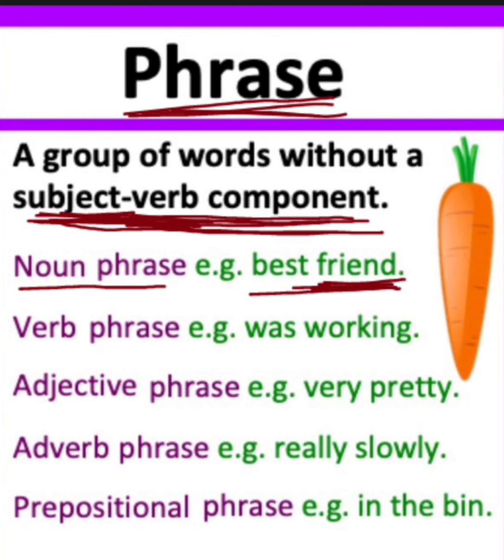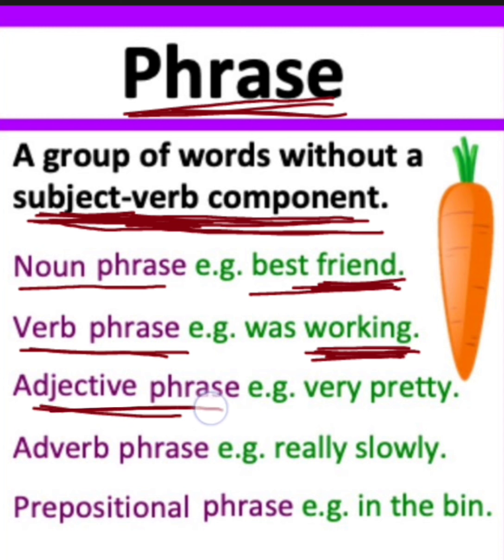The second phrase is verb phrase, as the name clears. So in the verb phrase, the head word is a verb. So was working, here working is verb, so the phrase is verb phrase. The third type of phrase is adjective phrase, and as the name depicts, an adjective phrase must have an adjective as the main word. For example, very pretty. Here the main head word is pretty, which is an adjective, so this phrase is an adjective phrase.